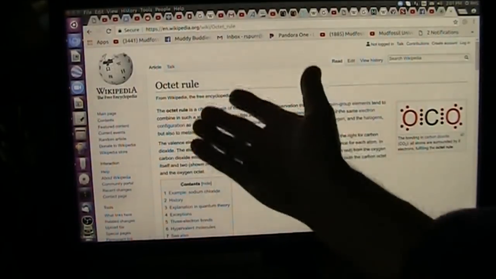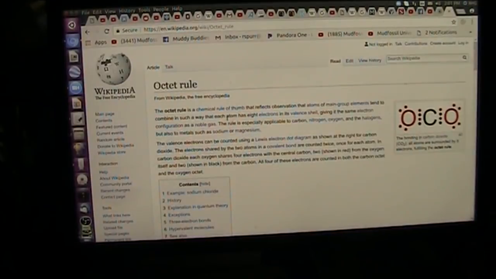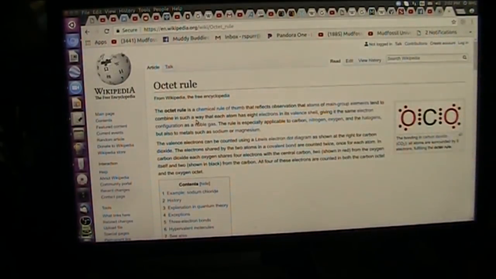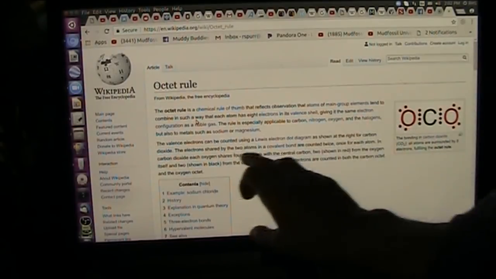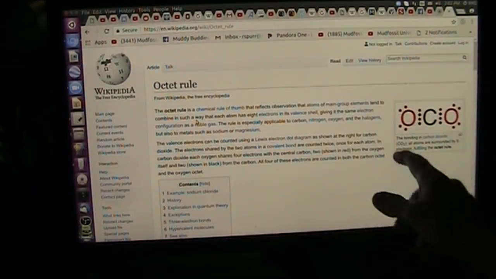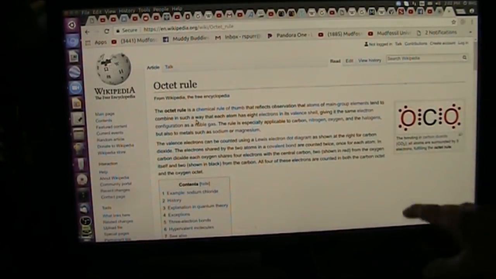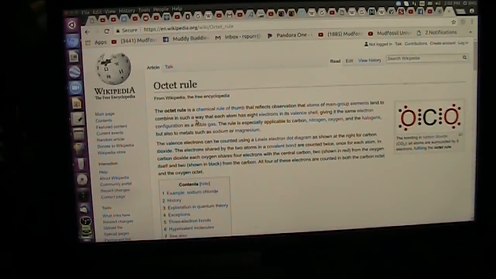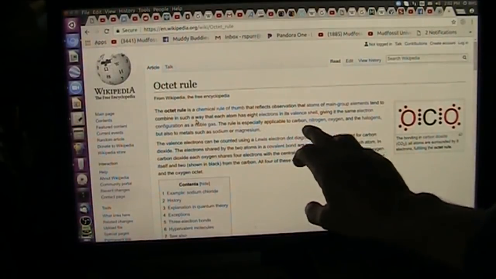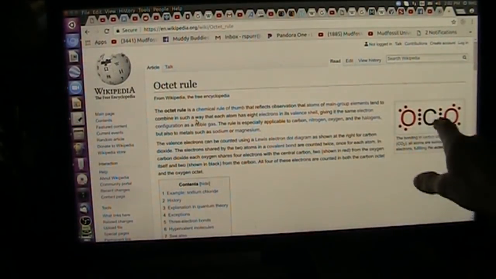All right, this is the rule of 8, the octet rule, as some people call it. It's a chemical rule of thumb that reflects the observation that atoms of main group elements tend to combine in such a way that each atom has 8 electrons in the valence shell. The valence shell is your external shell, giving it the same electron configuration as a noble gas. Now, let's look at this in its reality, because these are the Lewis diagrams. They show how atoms bond together and hold each other and so forth. They say it's especially applicable to carbon, nitrogen, and oxygen. These are life things.